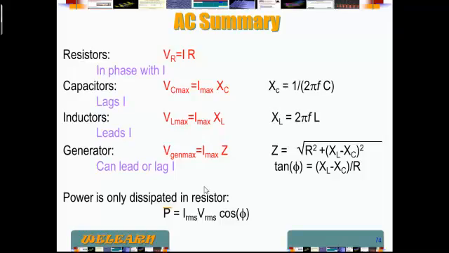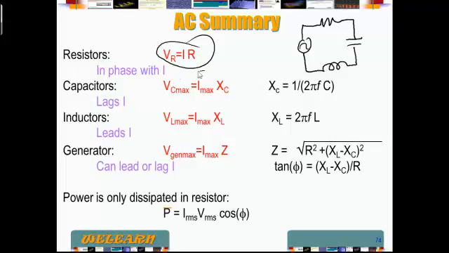Now, in summary, in an RLC circuit where we have an AC generator connected to a resistor, capacitor, and an inductor in series, the voltage across the resistor is given by Ohm's law, IR, with the voltage in phase with the current. The maximum voltage across the capacitor is given by I max XC, where XC is 1 over 2 pi FC, and that voltage is going to lag I by 90 degrees.